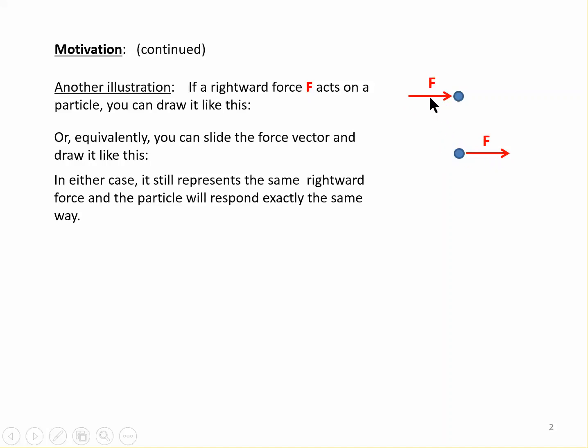Now it may look a little different to you. It may look like, hey, in this case I'm pushing on the particle, whereas in this case I'm pulling on the particle. But it makes no difference. The particle is going to behave in exactly the same way. Okay? So that's the first thing that we can do with vectors. You can slide them around.